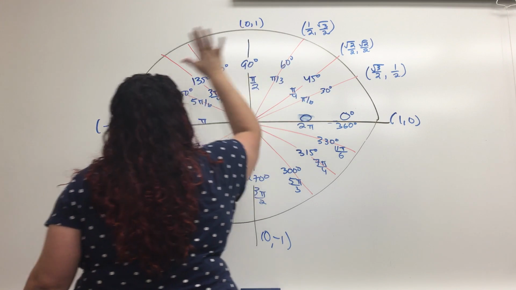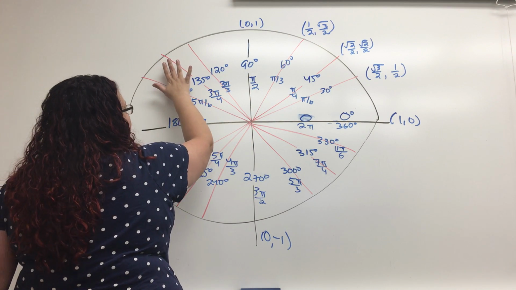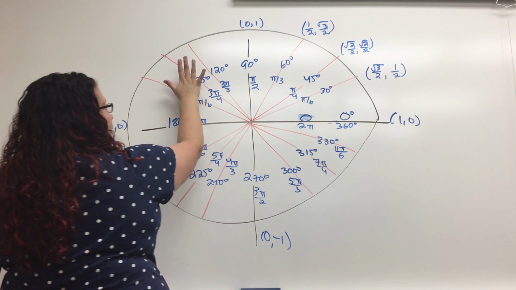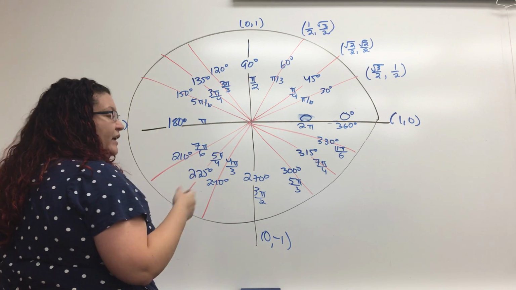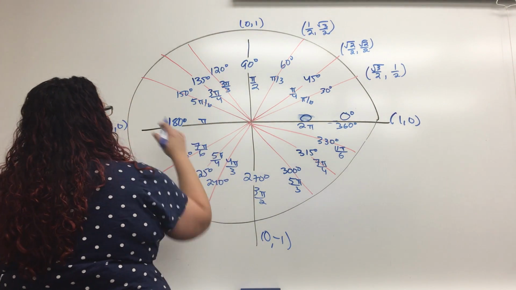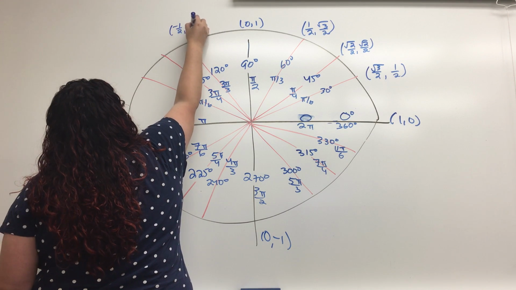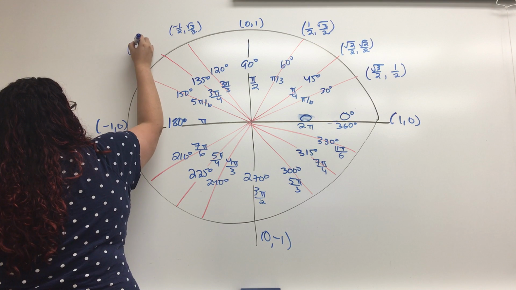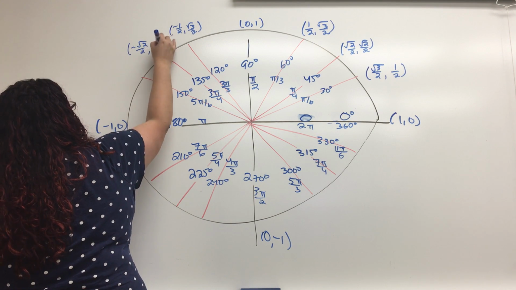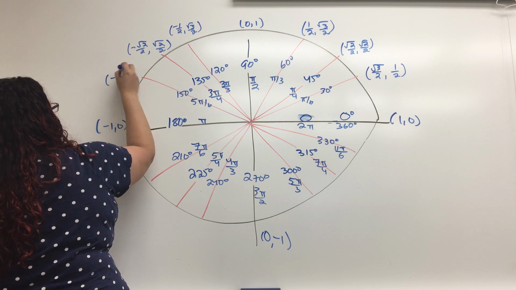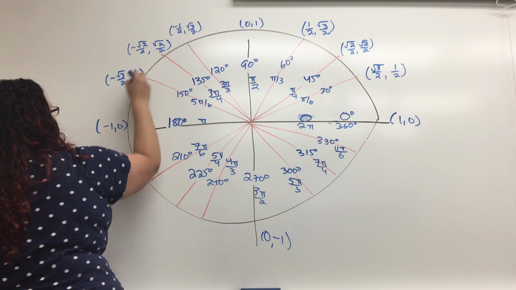First of all, they're always going to mirror each other. So everything that was here will be copied in a mirror image over here, only adding negative signs on the x-coordinates since we are now in quadrant 2. So minus the half, square root 3 over 2. Minus root 2 over 2, positive root 2 over 2. Minus root 3 over 2, 1/2.